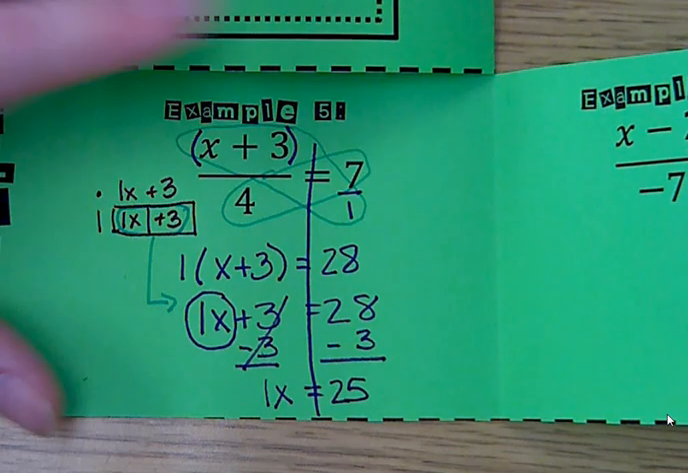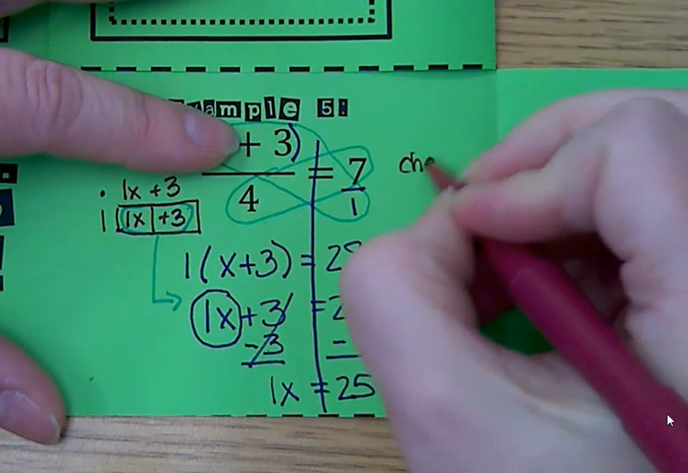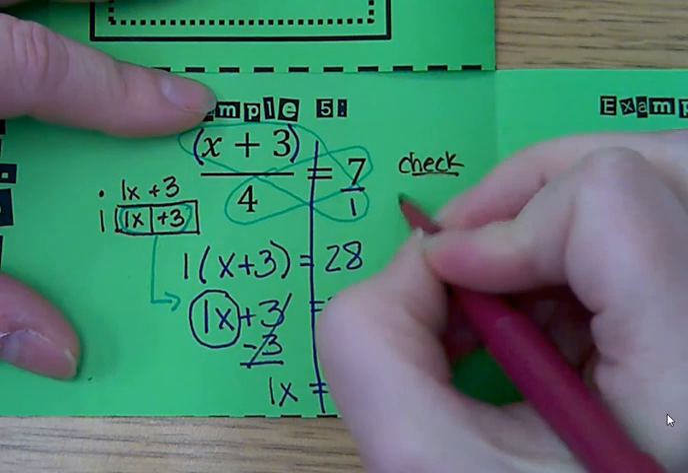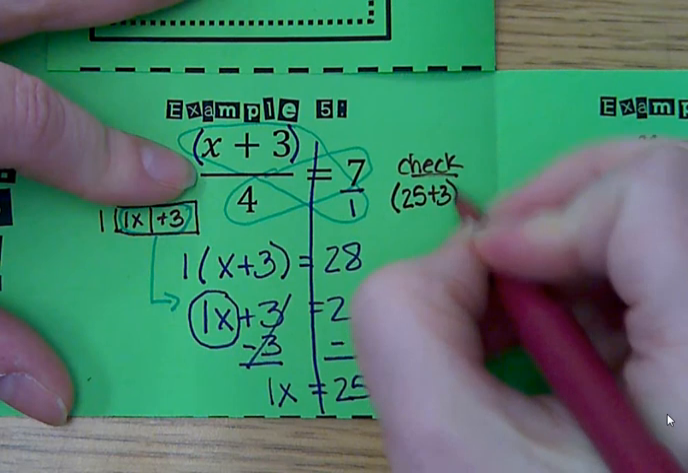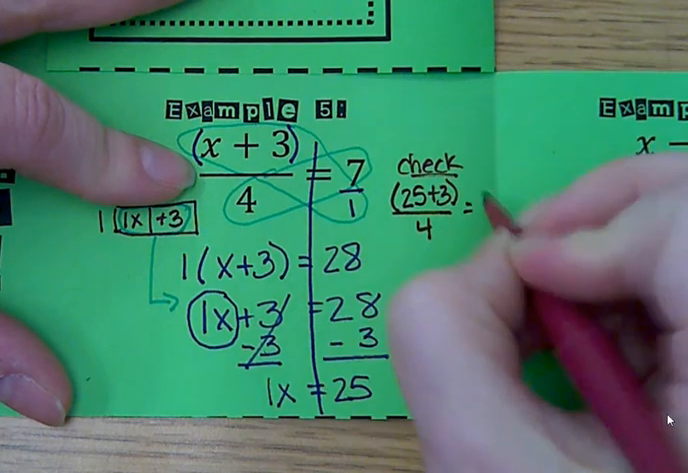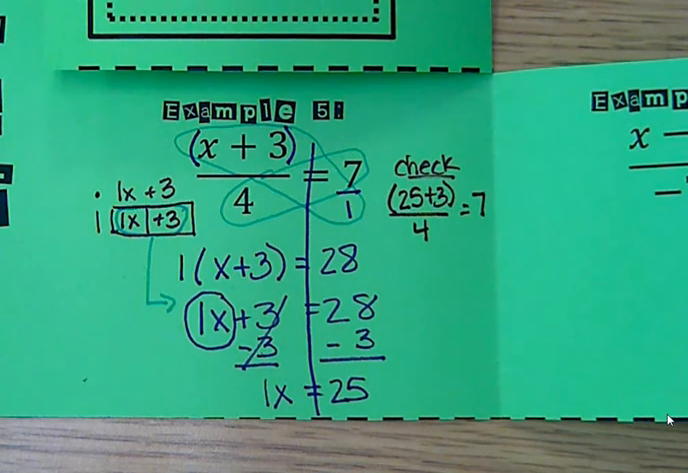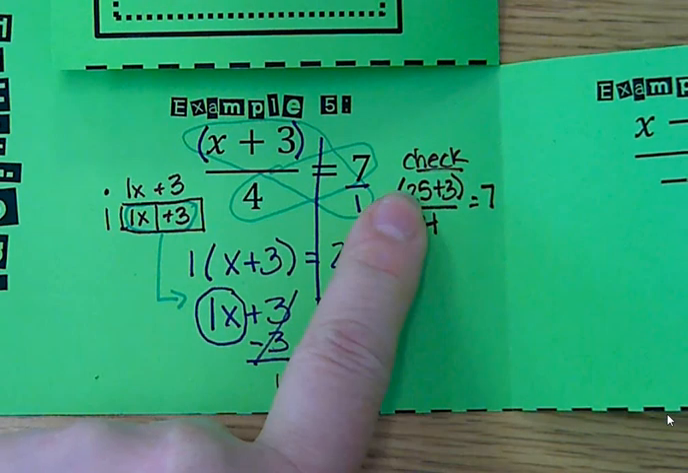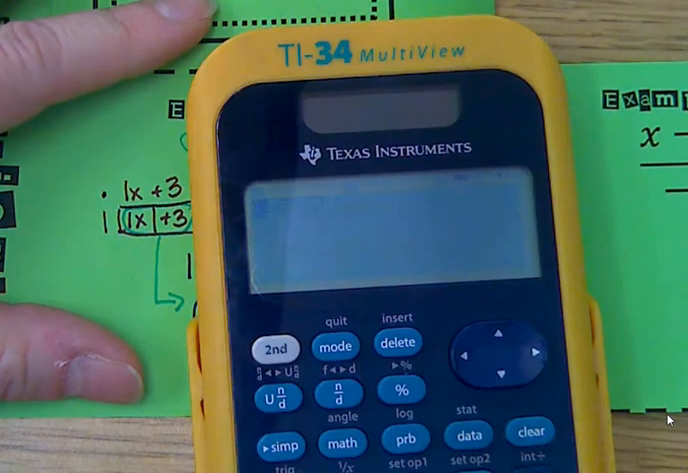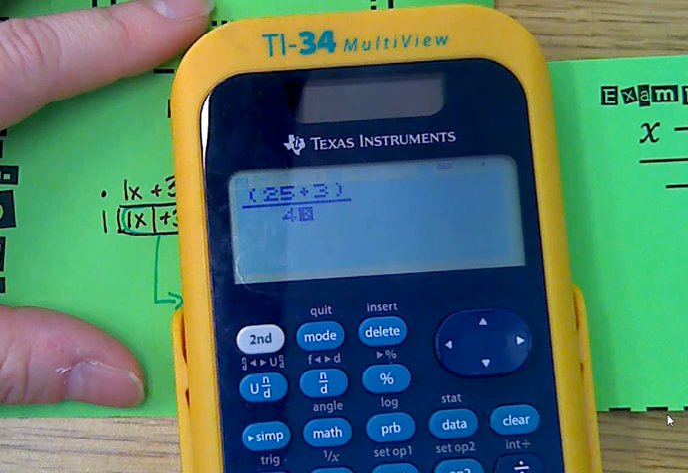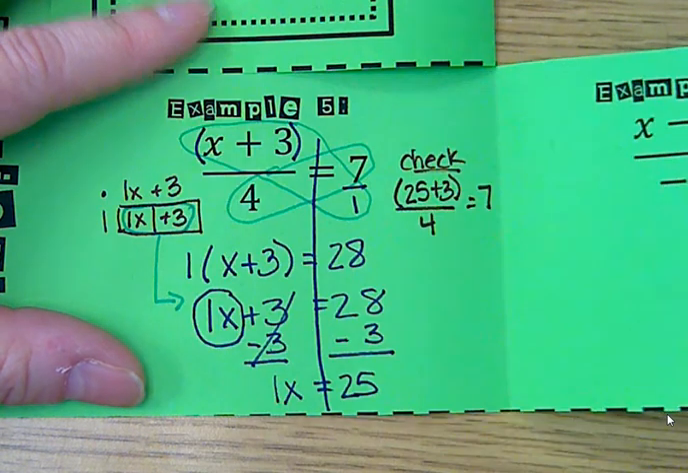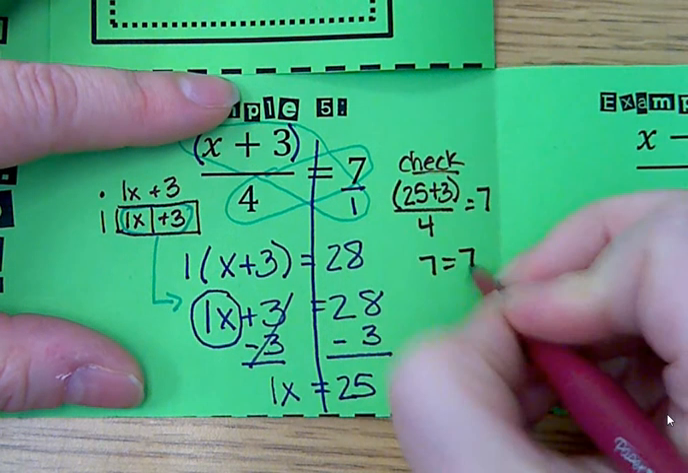So I'm going to check it. Whatever my x value is, plus 3 divided by 4 should give me a 7. Okay, we think our x is 25. That's where that came from. So, 25 plus 3, and I'm going to divide that by a 4. It gave me a 7. So I know that I got that right.